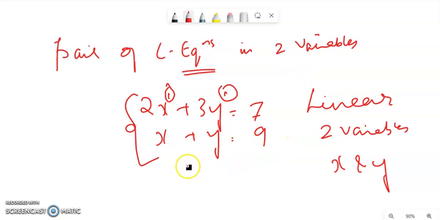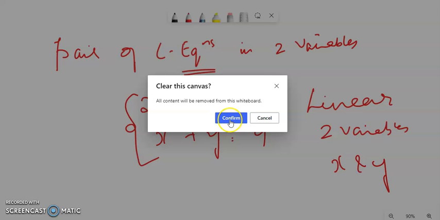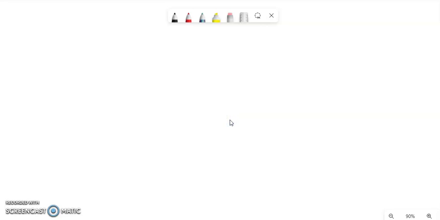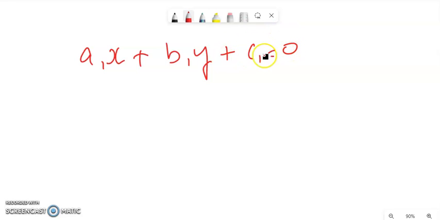First let me introduce you to the general form. Let me clean it. After cleaning, the general form of the linear equations in two variables is a1 x plus b1 y plus c1 equal to 0, where a1 is the first constant with x, the only variable, and b1 the constant with the second variable y. This constant c is sometimes written on the RHS also. I'll give you an example. Then a2 x plus b2 y plus c2 equal to 0.